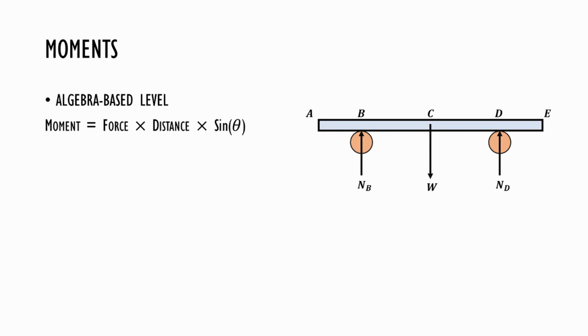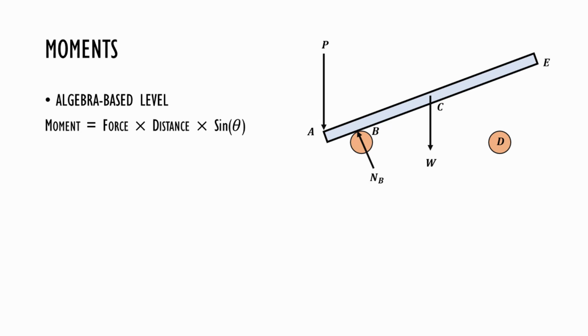Here I have a free body diagram. Currently, it's statically stable. But what if I apply a force P at point A? The moment of force P makes the plank have a tendency to rotate about B.